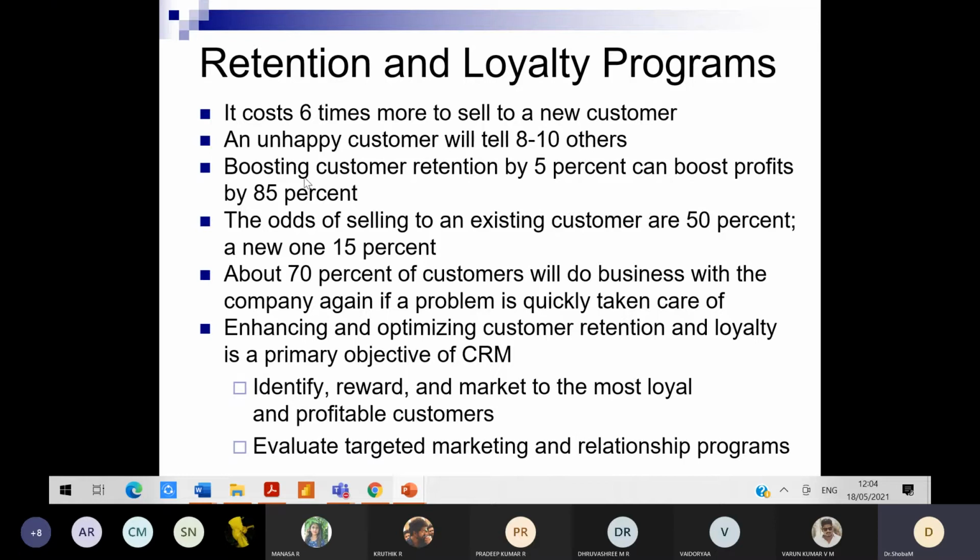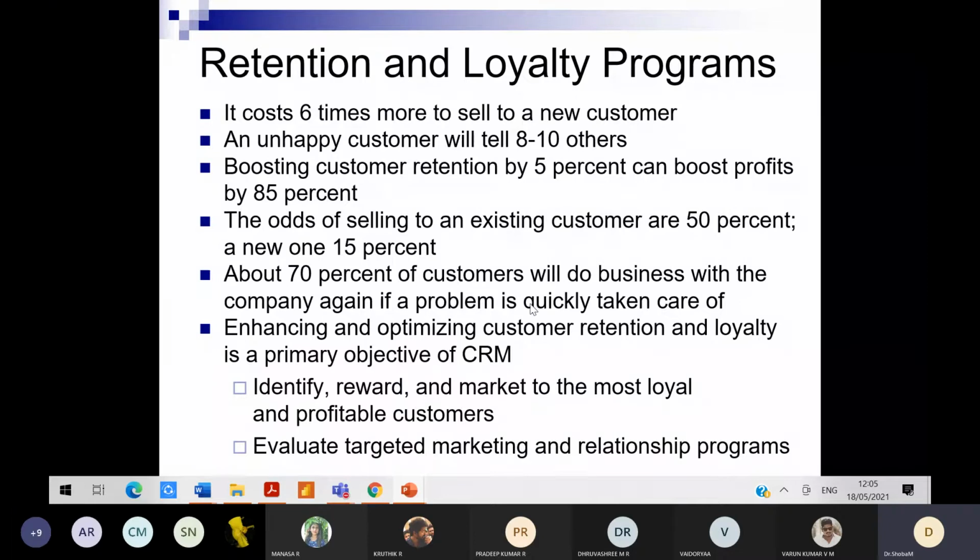Boosting customer retention by 5% can boost profits by 85%. So this is very important, right? If you can retain customers by even 5%, that leads to an overall profit of 85%. So that is something nice. The odds of selling to an existing customer are 50% and to a new one only 15%. So you can see the statistics, okay? And these are not figures taken based on only one customer, product or organization. It is collective data, collected cumulatively from various companies, or through surveys.